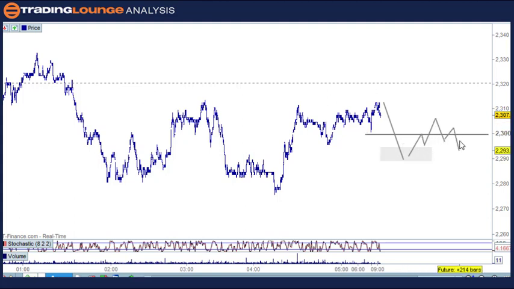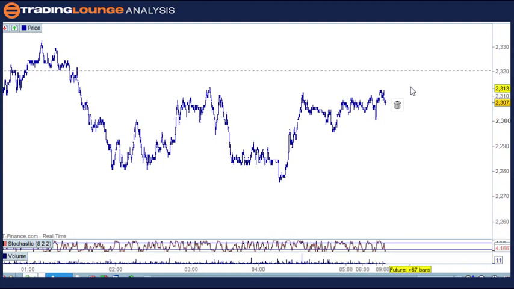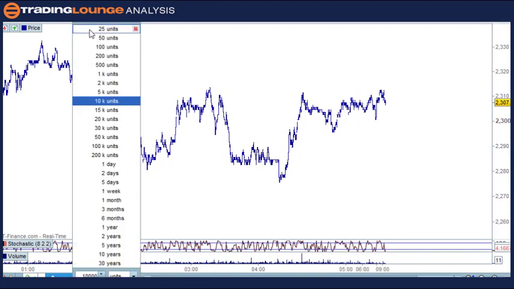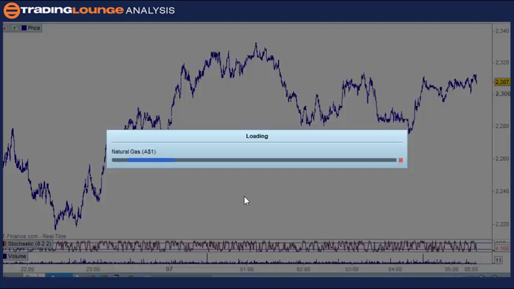You know, looking for that first high above the level, then this one here, and then that will take you up there. That would be a safe way to go to the upside. So I'll just clean that up there, and we'll just go back to 100 ticks.